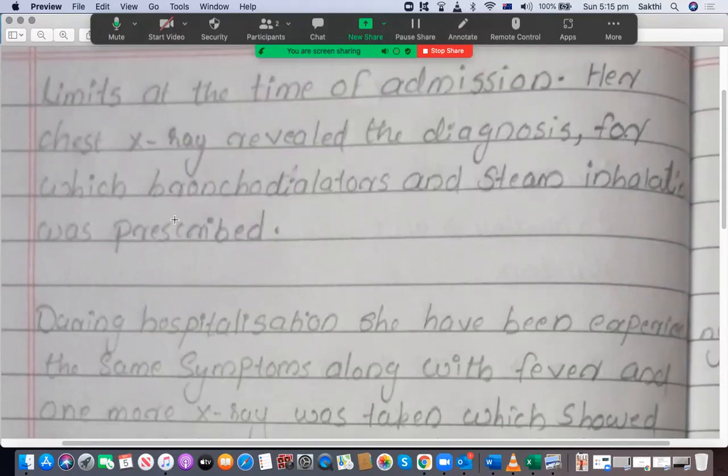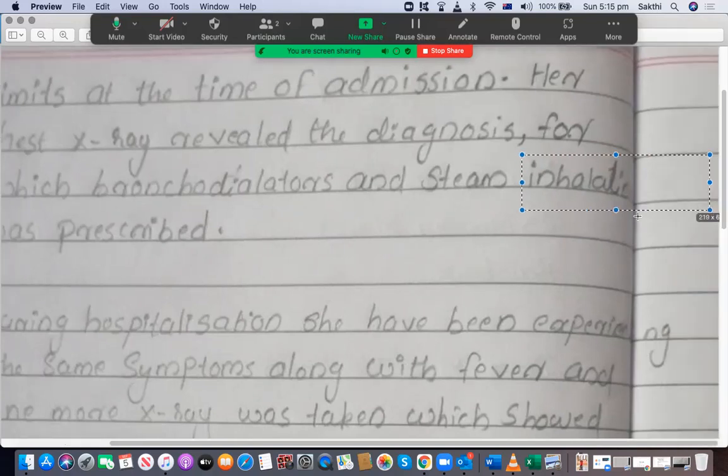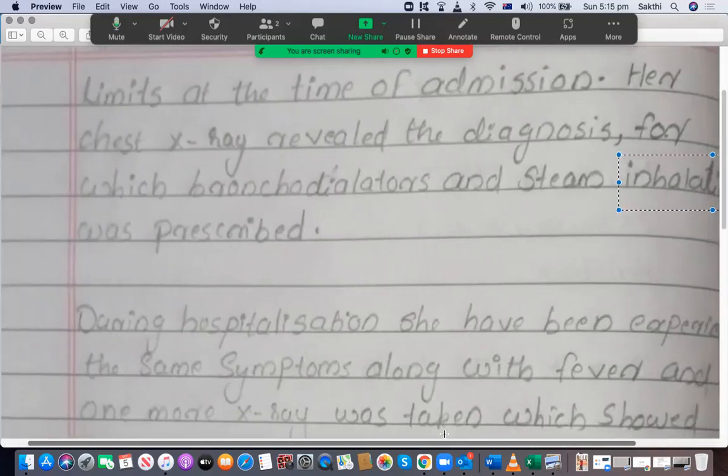Her chest X-ray revealed the diagnosis, for which you have written bronchodilators. Is that right? Yes, sir. Bronchodilators and steam inhalation. It's not clear, but anyway, it's okay. Steam inhalation was prescribed.